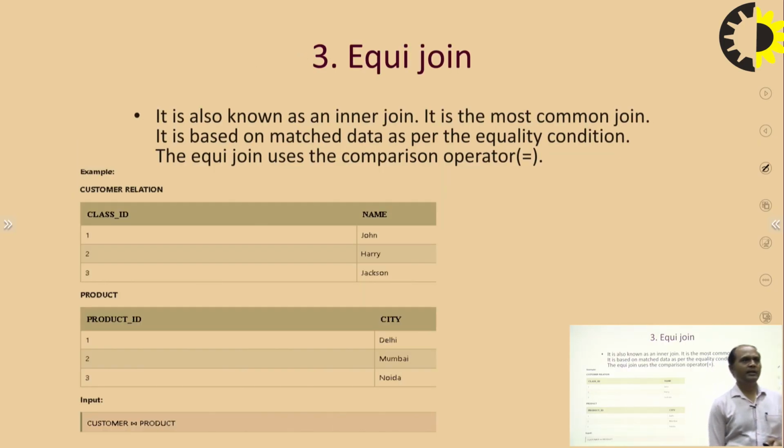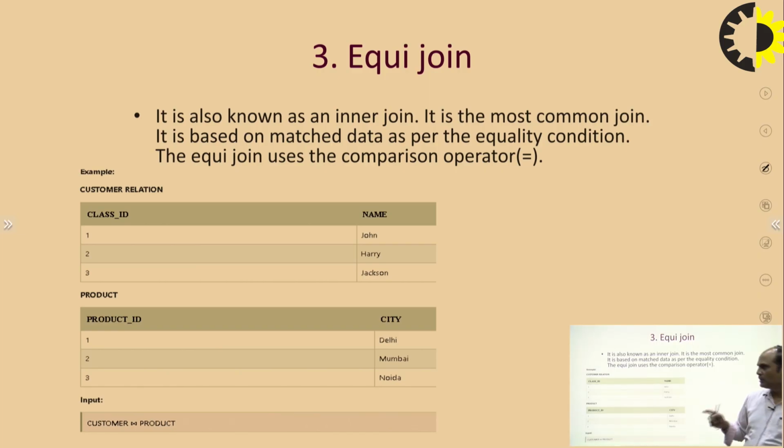How can it be defined as the equijoin? What do you mean by equijoin? Equijoin is also known as the inner join. What is inner join? It is the most common join. It is based on the matched data as per the equality condition. The equijoin operator uses the equal operator.